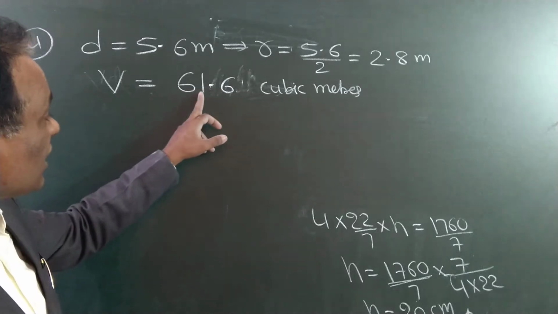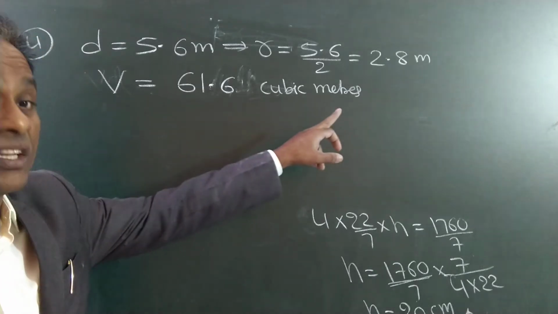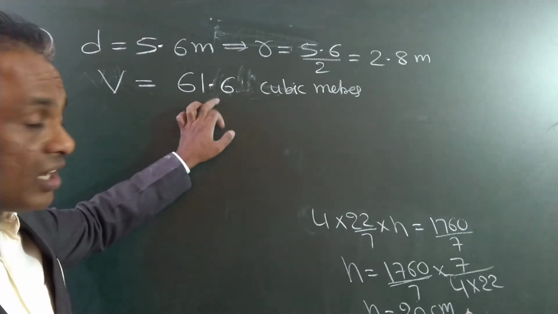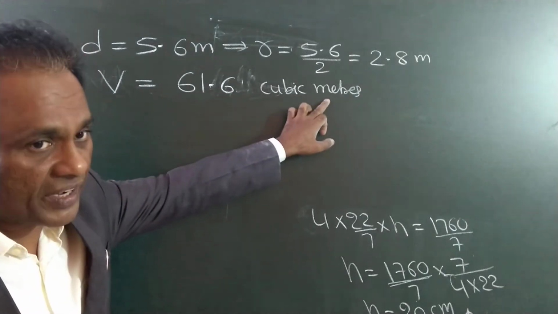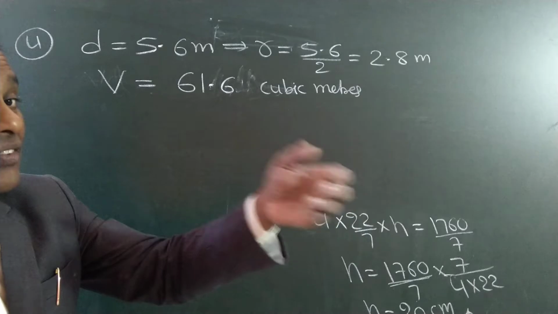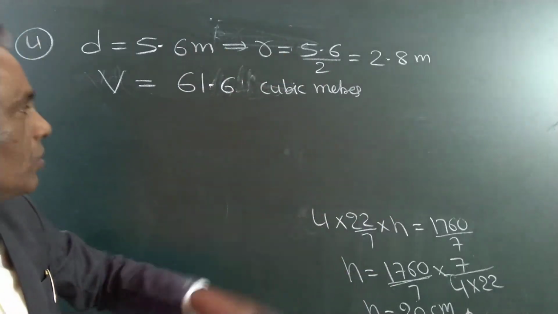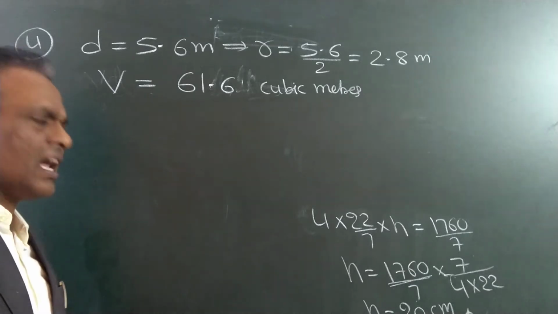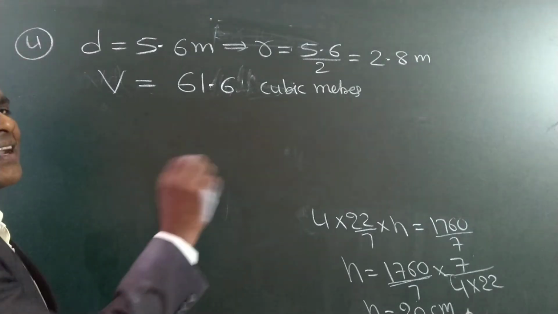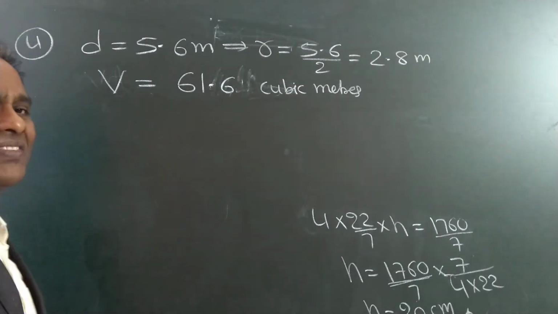So 61.6 cubic meters. This is the new, the units are different. 616 liters is given in the old book. New book it is 61.6 cubic meters. Procedure is same. Answer also just a point difference, a decimal difference, remaining is same.